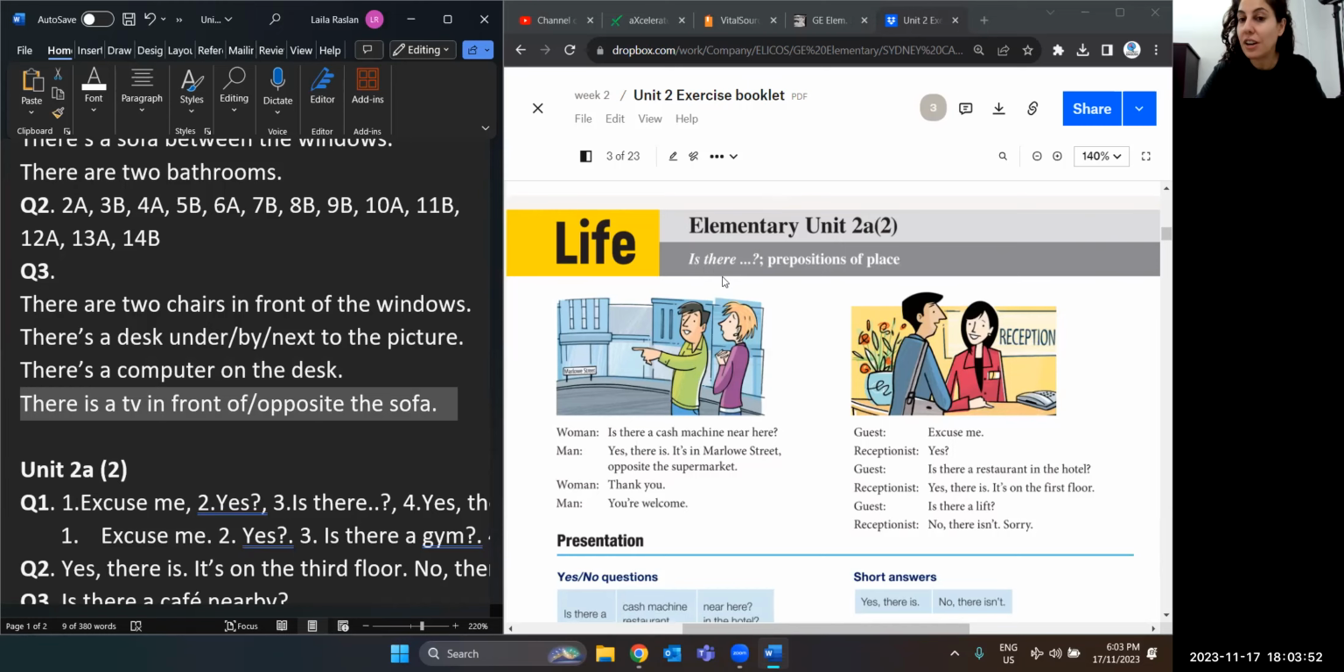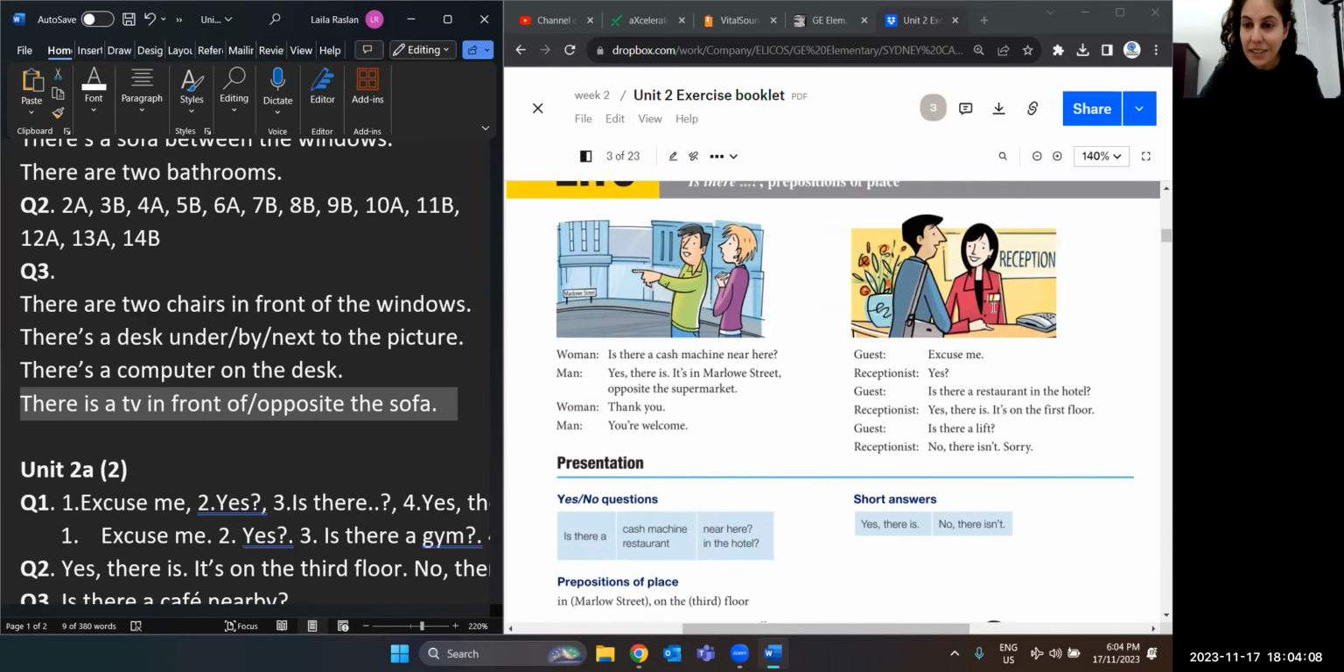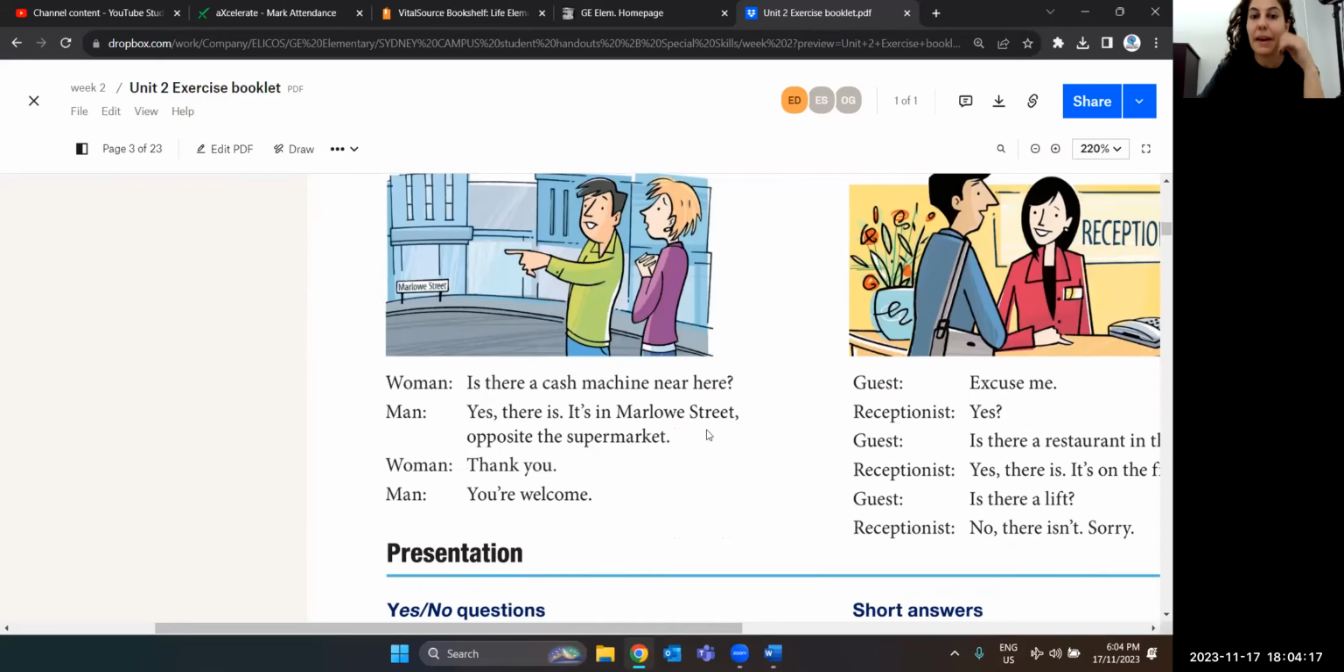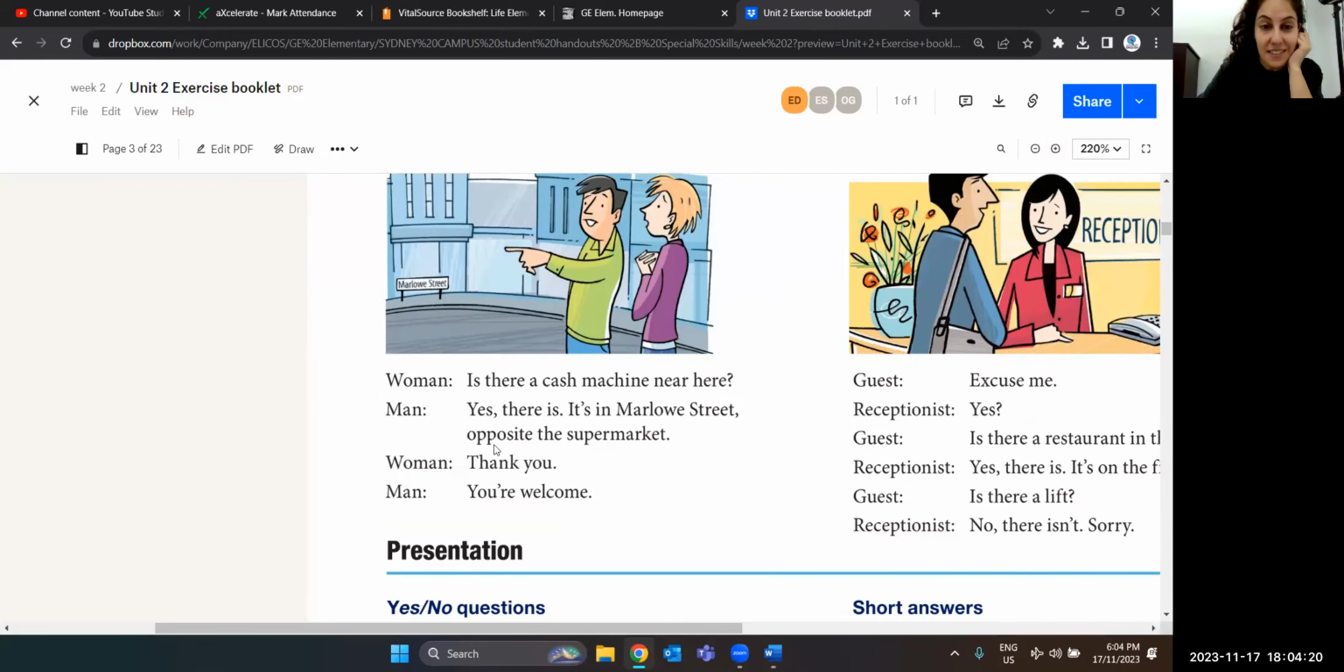We use these maybe when we're traveling and we're asking someone, oh, is there a bank somewhere here? Is there a cafe in this area? Is there a beach nearby? So that's why we need to know how to ask where places or objects are. So we have a woman and a man in the first conversation. So let's have the woman will be Anna and the man will be Lewis. So Anna, woman, man, Lewis.